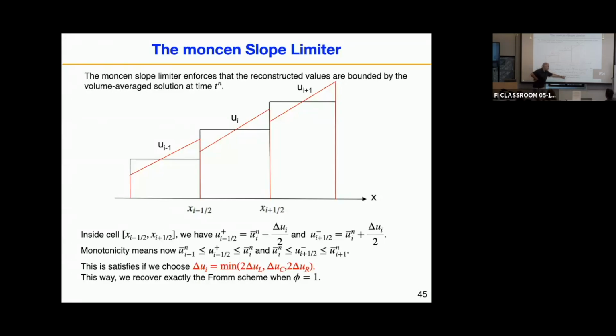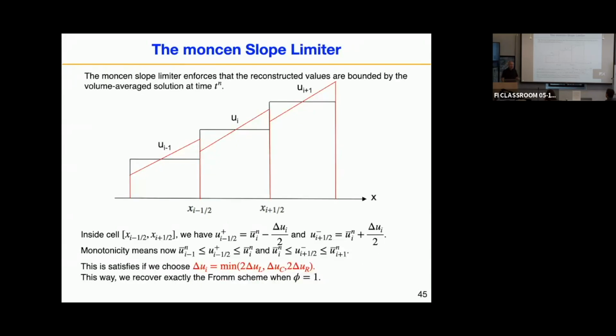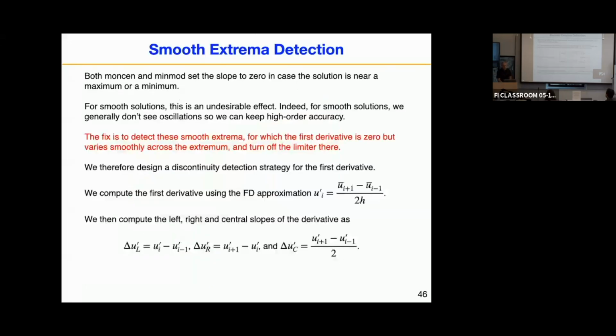So that's the condition: it's the minimum of 2 delta u left, 2 delta u right, and the central slope. And you see that in this case, phi will be much closer to 1 in many more situations. So you move from here, which is very conservative, to here, which is more aggressive. But at least you limit with the piecewise constant value. Okay, so I'm going to switch this.